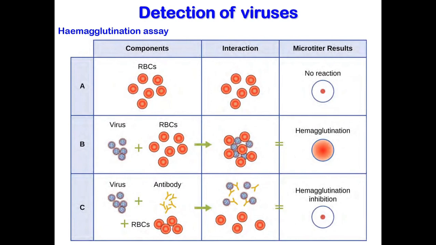Then B shows the virus and the red blood cells together, and it shows the agglutination, the clumping of the red blood cells, due to the hemagglutinin present on the virus. And you can see that this results in the red colour throughout the well.